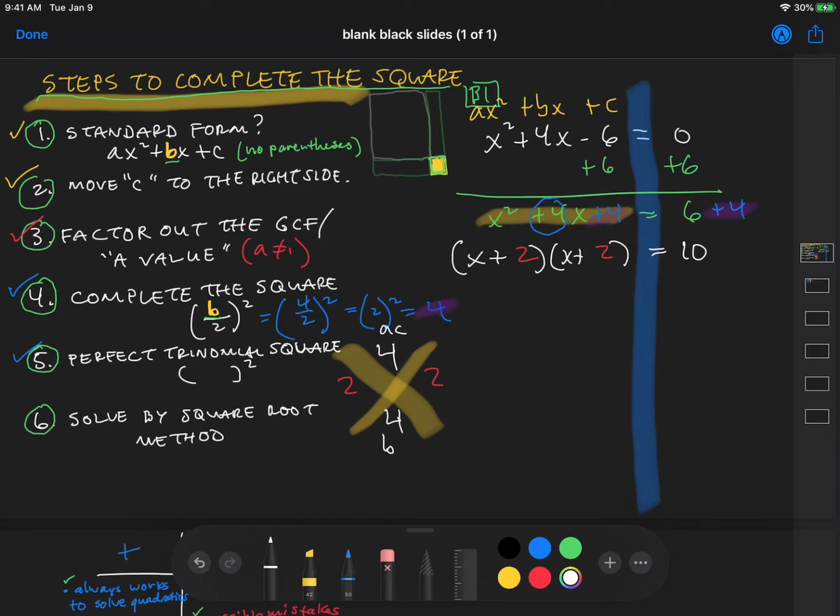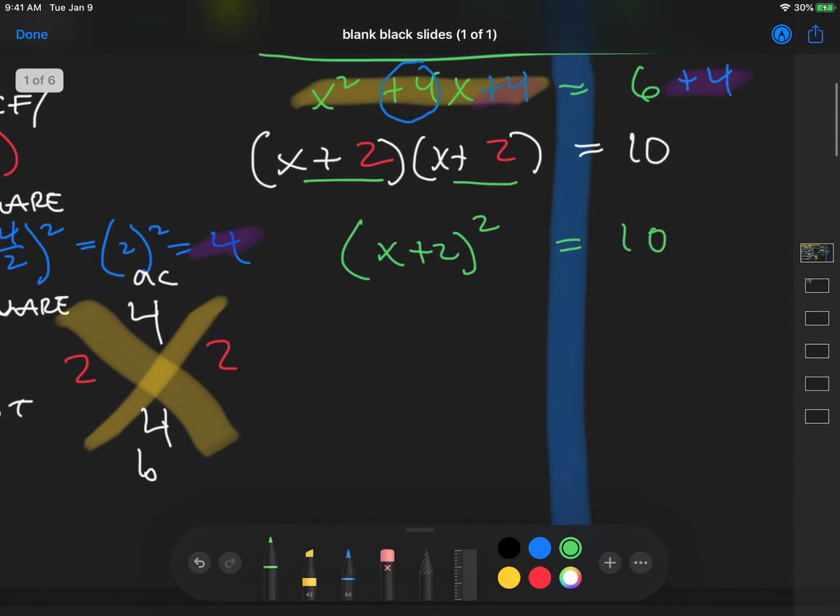And then it tells us to solve by the square root method. So, I forgot to do this one. Perfect trinomial square just basically means these are exactly the same, so I can now write x plus 2 squared equals 10. And then now we can solve by the square root method. To get rid of the exponent, or the power of 2, I'm going to have to take the square root, because the index for that small number is 2 right there.